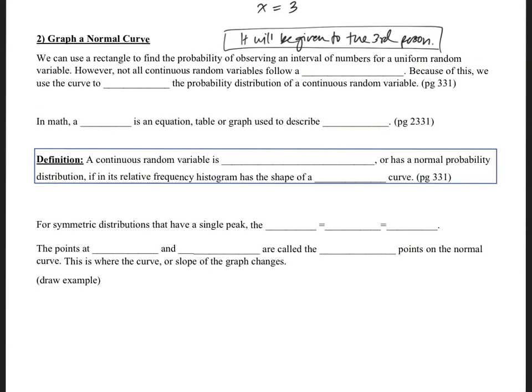So, graphing a normal curve. We can use a rectangle to find the probability of observing an interval of numbers for a uniform random variable. However, not all continuous random variables follow a uniform distribution. Because of this, we use the curve to model the probability distribution of a continuous random variable.